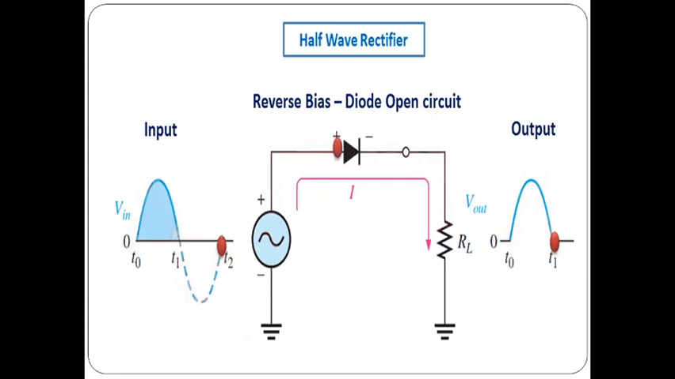When you are applying the positive half cycle, during this time period the diode is in forward bias. So conduction starts in the diode. Whatever we applied at the input positive terminal will appear at the output. During the negative cycle, T1 to T2, the diode is in reverse bias, so it is open circuited, so there is no conduction, so it is in off state.